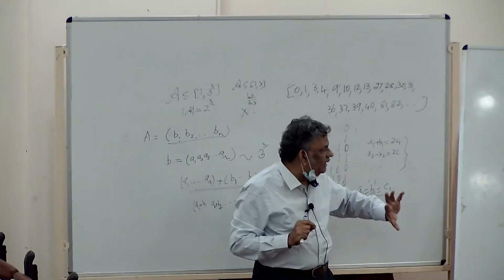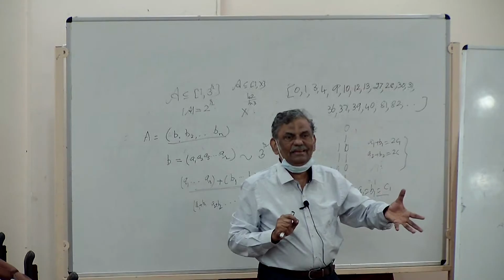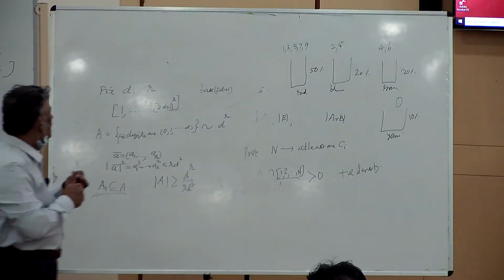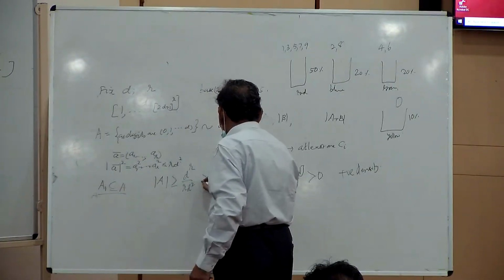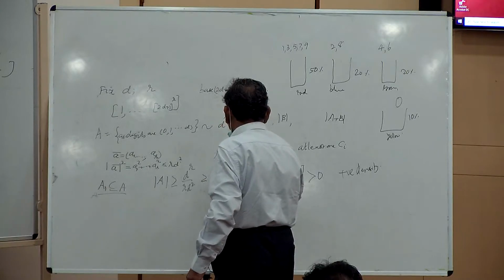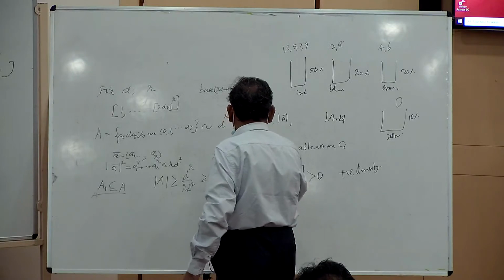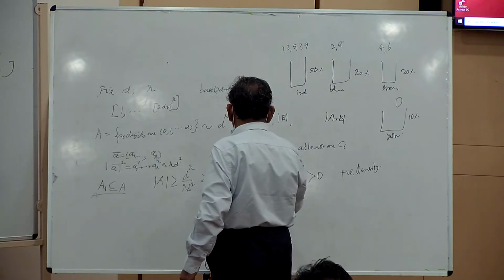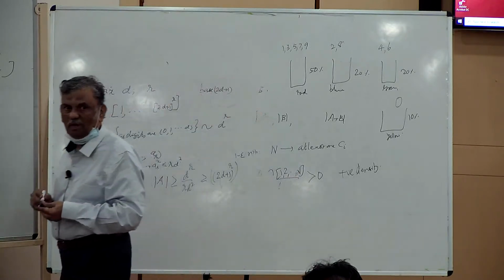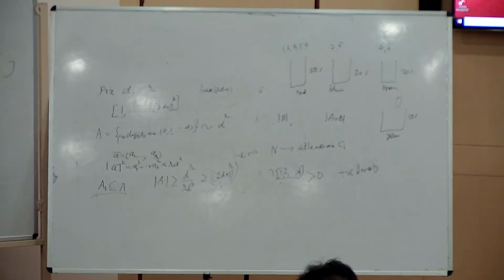And now I leave it to you to choose the D and the R appropriately in such a way that this number will be bigger than or equal to the length of the interval power 1 minus epsilon, and that is possible by choosing the R appropriately. Since I do not have time for that, I will stop there.